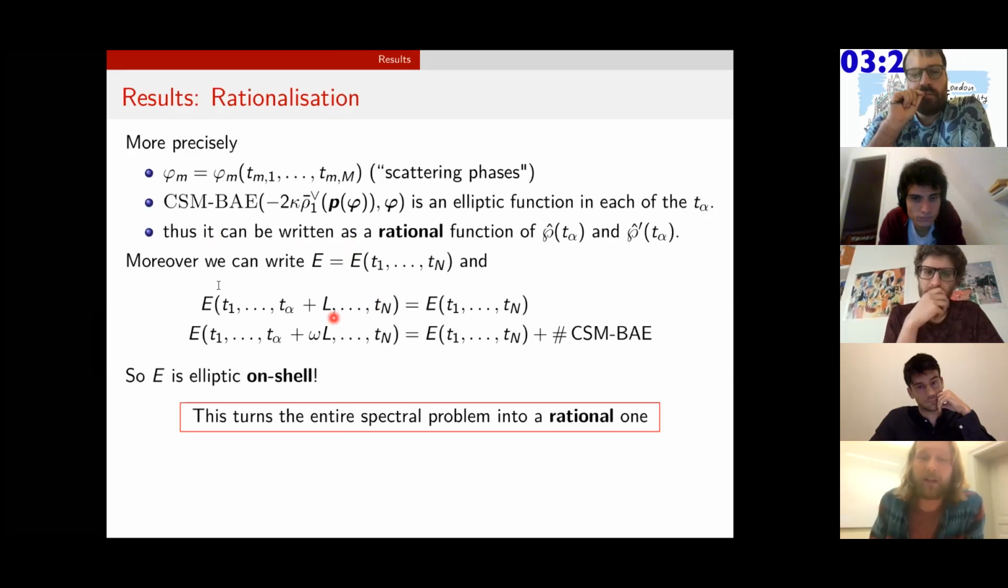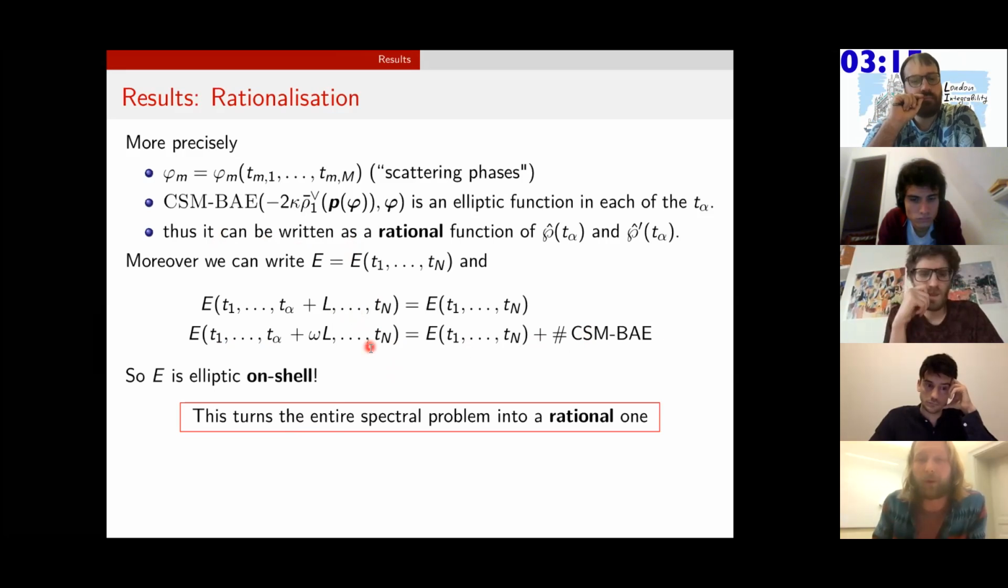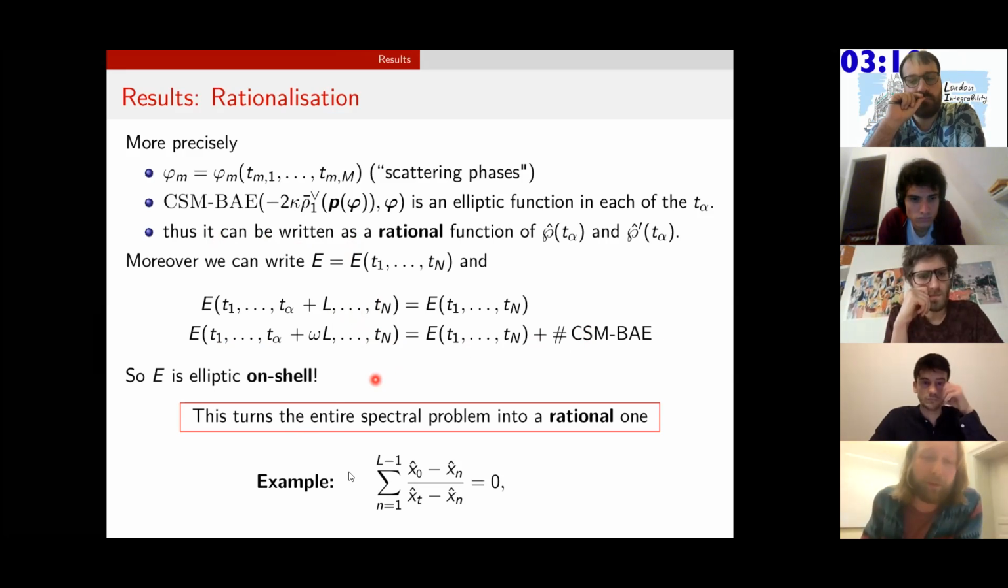And since I can say the same about the energies, which are elliptic on shell, so up to a correction proportional to the constraints, this means I can write everything in terms of these new functions, p of t and p tilde of t. This turns the entire spectral problem into a rational problem. And of course, this is very nice. So in particular, for two particles, the Bethe ansatz equations are just this simple rational equation. I have to just find values x hat of t, given the rest of these numerical values. It's very easy.